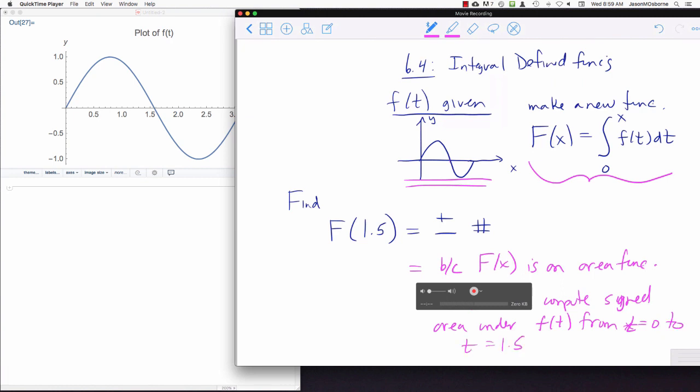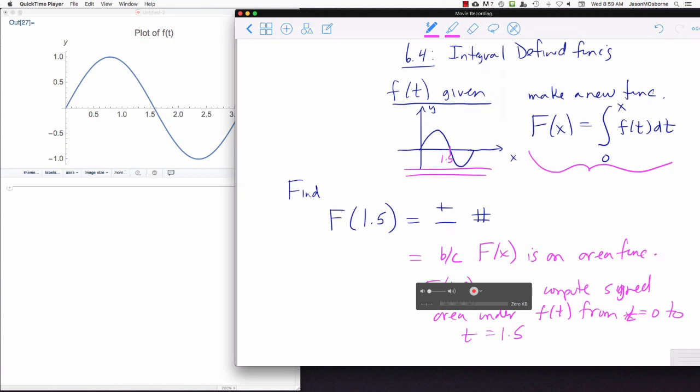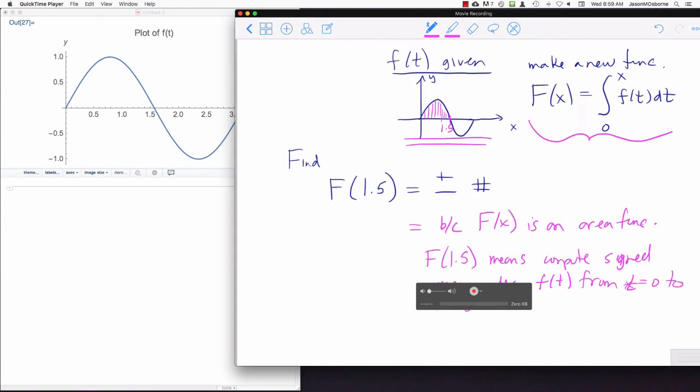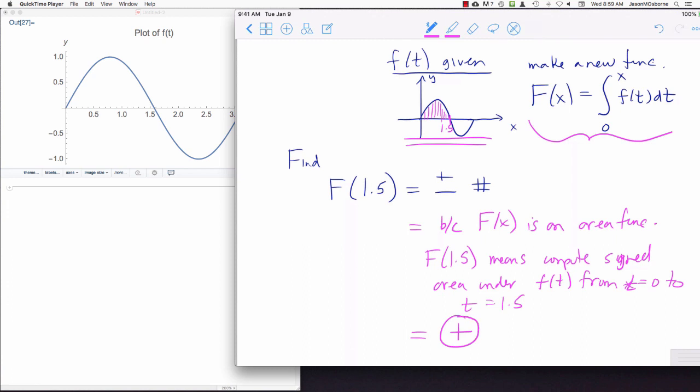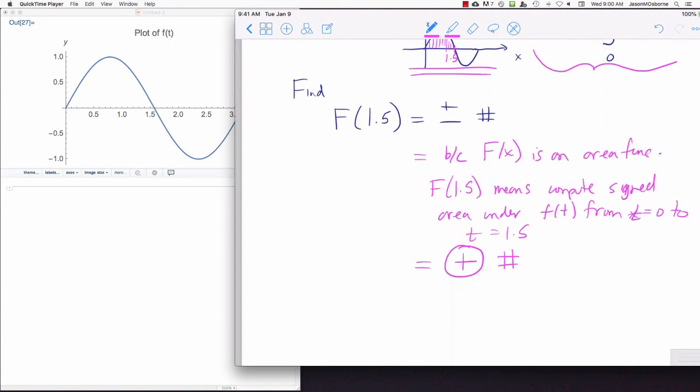So in this picture we can see that 1.5 is about here, and this function capital F of x means to find the signed area from 0 to 1.5. And all you have to determine is, is that number positive or negative? Is the area a positive signed area or a negative signed area? The answer is that it is going to be some positive number. That is the first question.